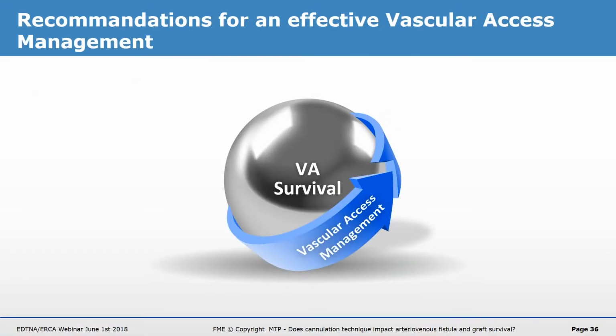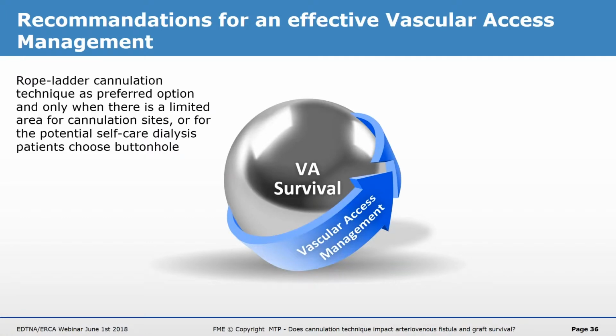So what are our recommendations for effective vascular access management from the nursing perspective? We recommend the use of the rope ladder cannulation technique, and choosing buttonhole only when there is a limited area for cannulation sites or for potential self-care dialysis patients. Why do we recommend rope ladder instead of buttonhole?